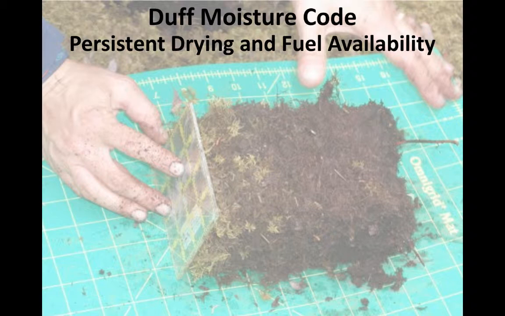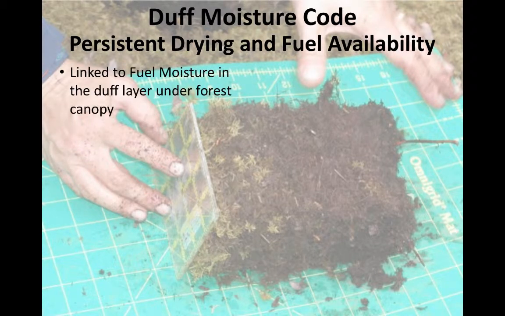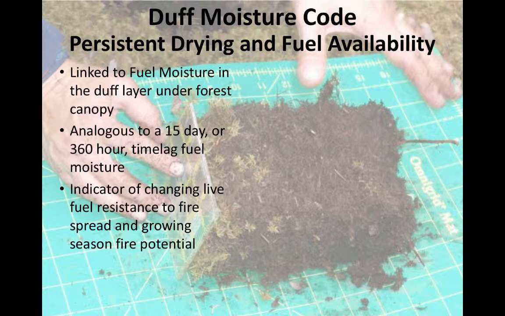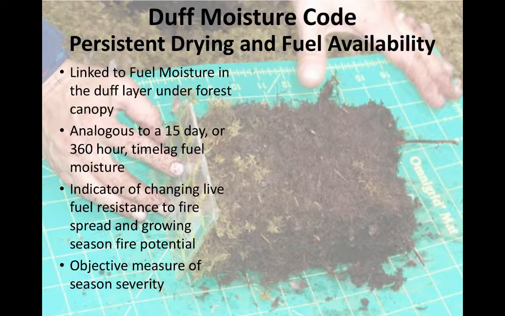Finally, consider these points for the Duff Moisture Code, or DMC, as a persistent drying and fuel availability factor. Duff Moisture Code is linked to fuel moisture in the Duff layer under a forest canopy. It depicts relative moisture content with a 15-day or 360-hour time lag. DMC is an indicator of changing live fuel resistance to fire spread and growing season potential. And Duff Moisture Code can provide an objective measure of season severity when compared to other years.